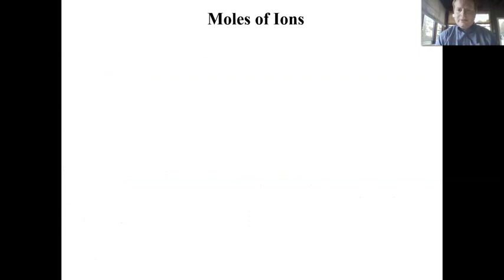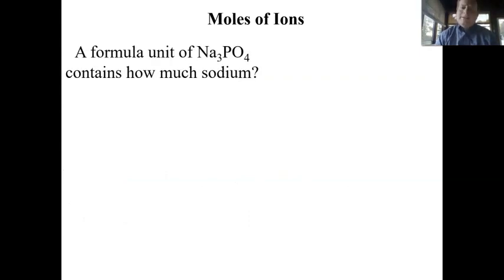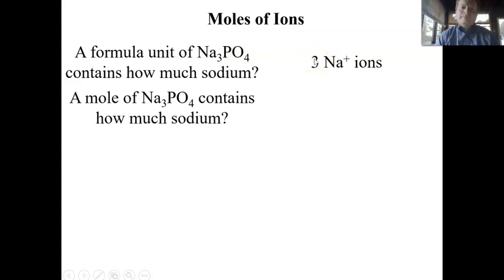Okay, so let's look at actual chemicals though. A formula unit, right? So a single formula of sodium phosphate, Na3PO4, contains how much sodium? That's going to be 3 sodium ions. That's it, right? Just 3 of them. Really tiny, too small to even imagine. But the relationship is for every 1 formula, there are 3 sodium ions. What if you had a mole of that chemical? That would mean that for every 1 mole of Na3PO4, you've got 3 moles of Na+ ions, right? So 1 formula, 3 Na+ ions.